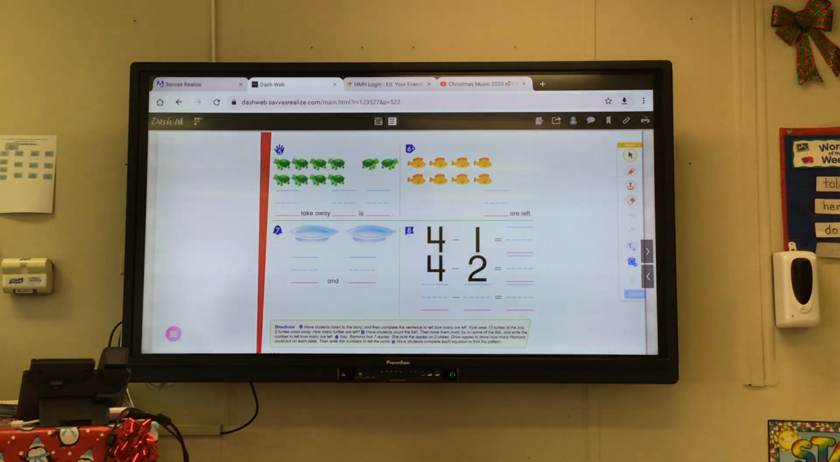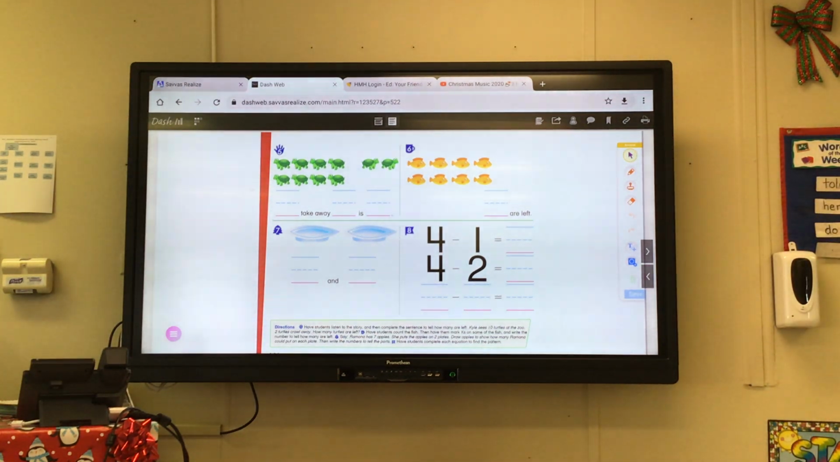Okay. 4 minus 2 equals, think about the pattern you're gonna be making. Now look at our pattern. The 4 is the same thing, so what do you think? Okay, finish this one. 4, take away 2 is? 4, take away 2.